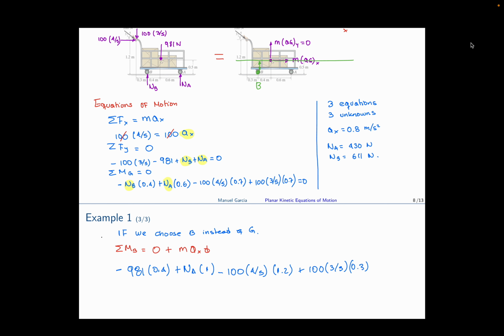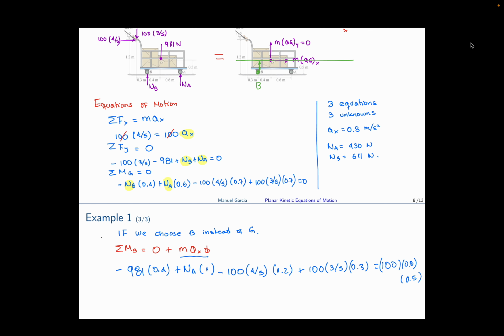And this is equal to the mass, which is 100, so this is the right hand side, multiplied by the acceleration, which we already found, that is 0.8, and multiplied by the distance, which is d, which is 0.5.